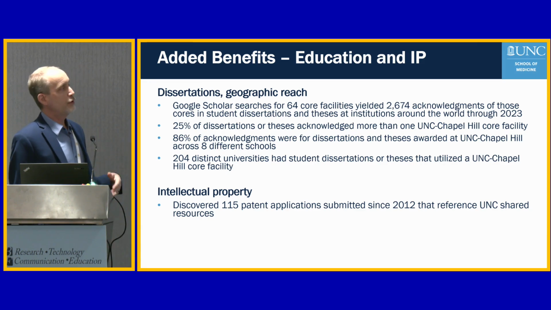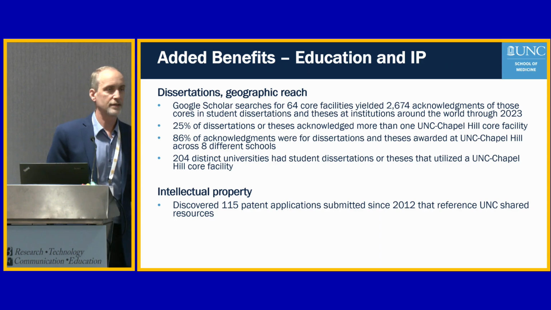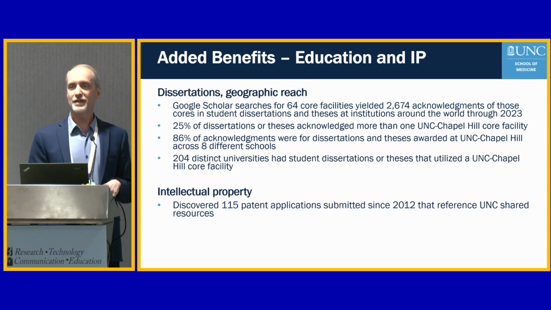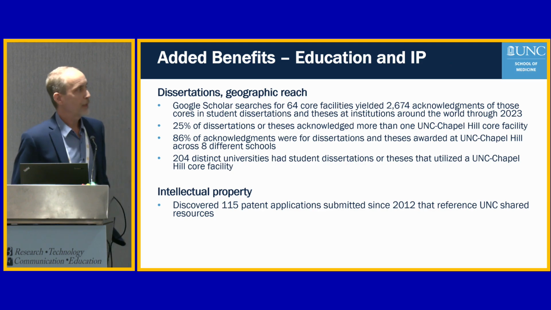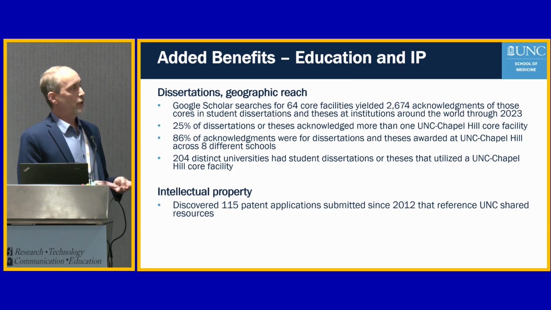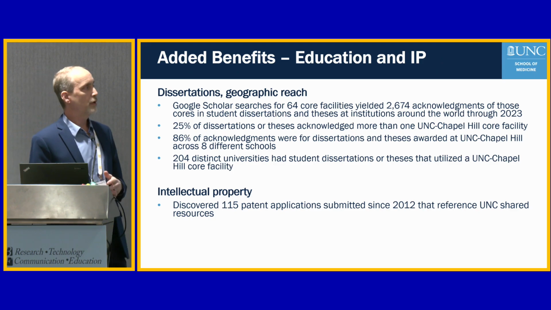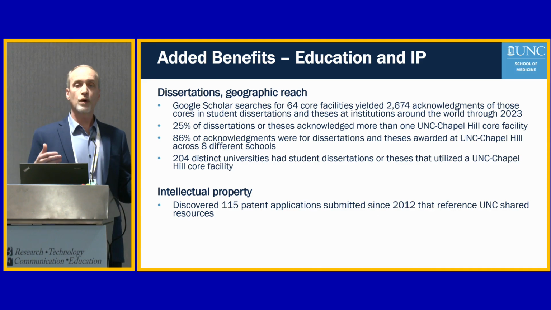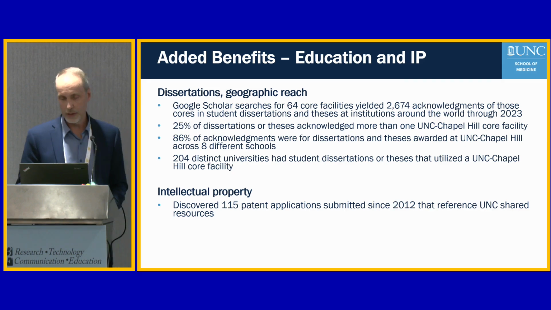And there were over 200 distinct universities that had dissertations published that utilized a core facility at UNC Chapel Hill. And that just blew my mind. I had no idea that there was that kind of reach. We also were able to discover more than 100 patent applications submitted in the last 12 years or so that actually cited a core. So the cores are helping to generate intellectual property as well. And that's hugely impactful for an academic institution.